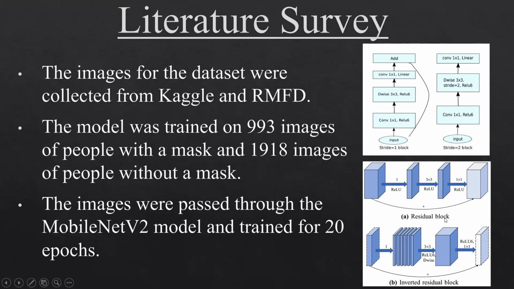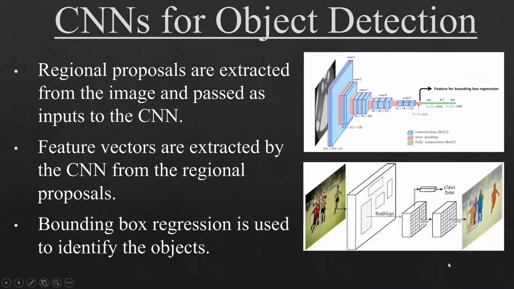So as you can see in the picture below, the MobileNet V2 architecture makes use of residual blocks, which is basically like 3 ReLU functions stacked together, and inverted residual blocks, which have convolutional layers with ReLU, the ReLU activation function used depth-wise.